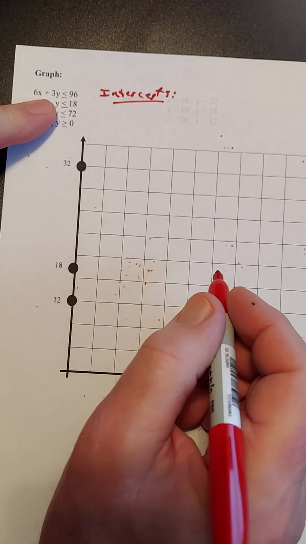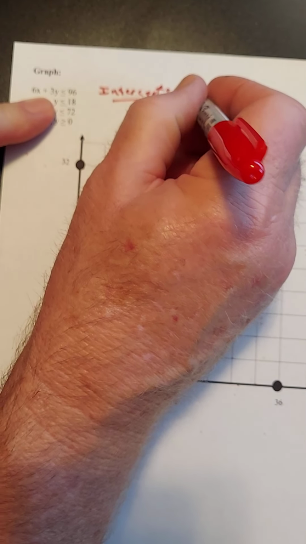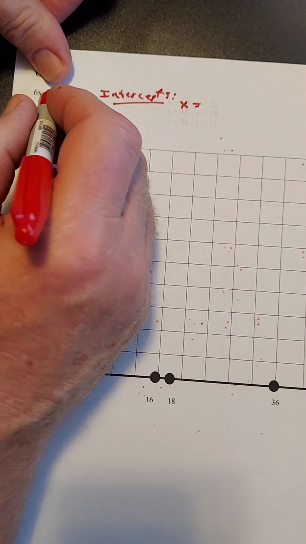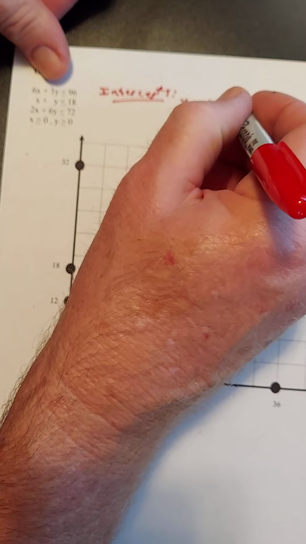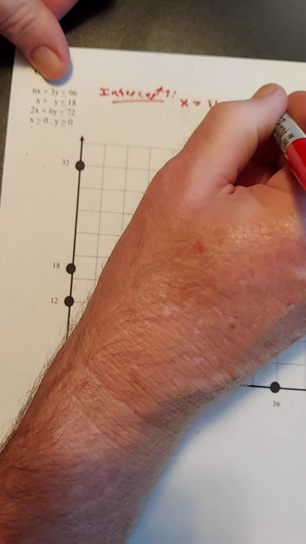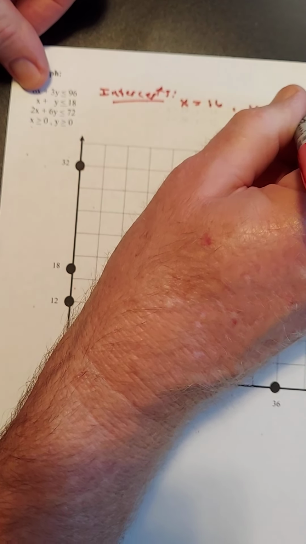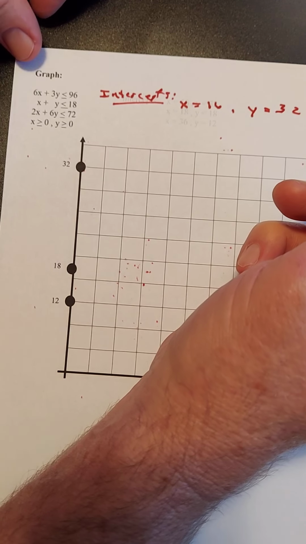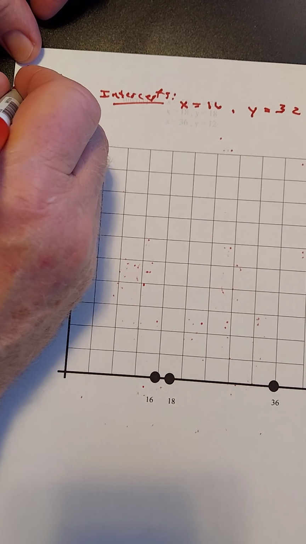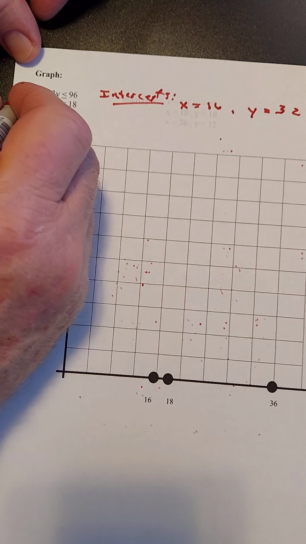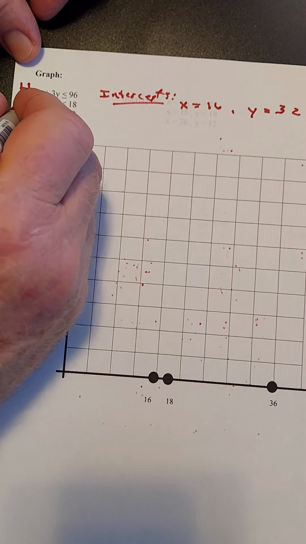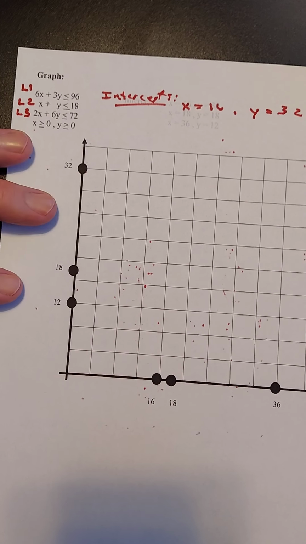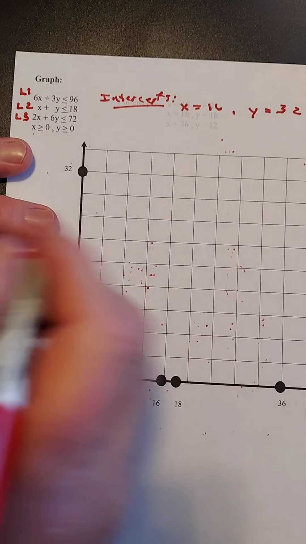So when I look at the first one right here, my x-intercept, remember you cross out the y's, so 96 divided by 6, x is 16. Y is going to be 32. That's for the first inequality. Sometimes I'll label these L1, L2, and L3 because they're all going to be a different line. I'll come back to that in a second.